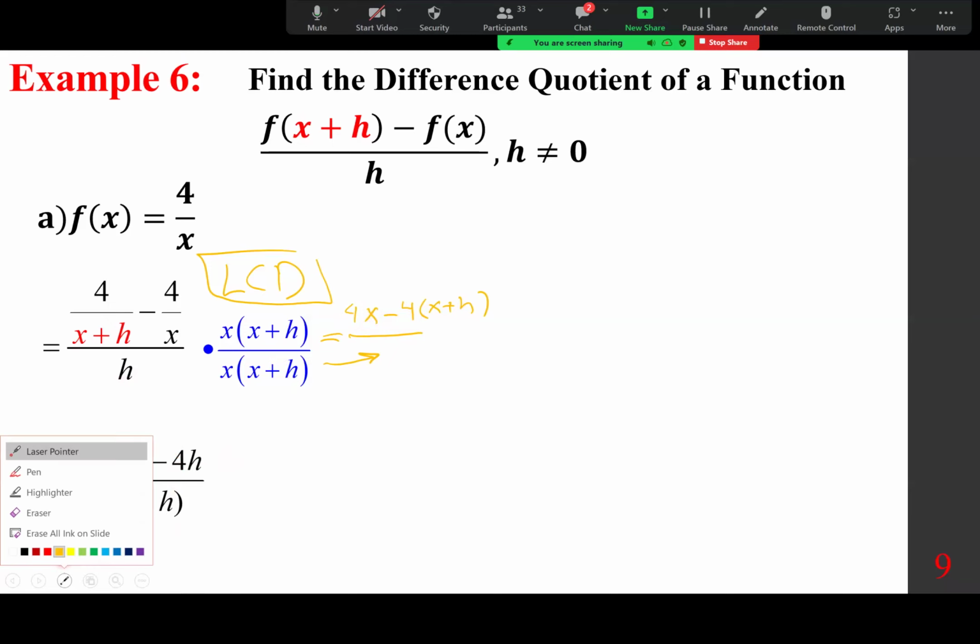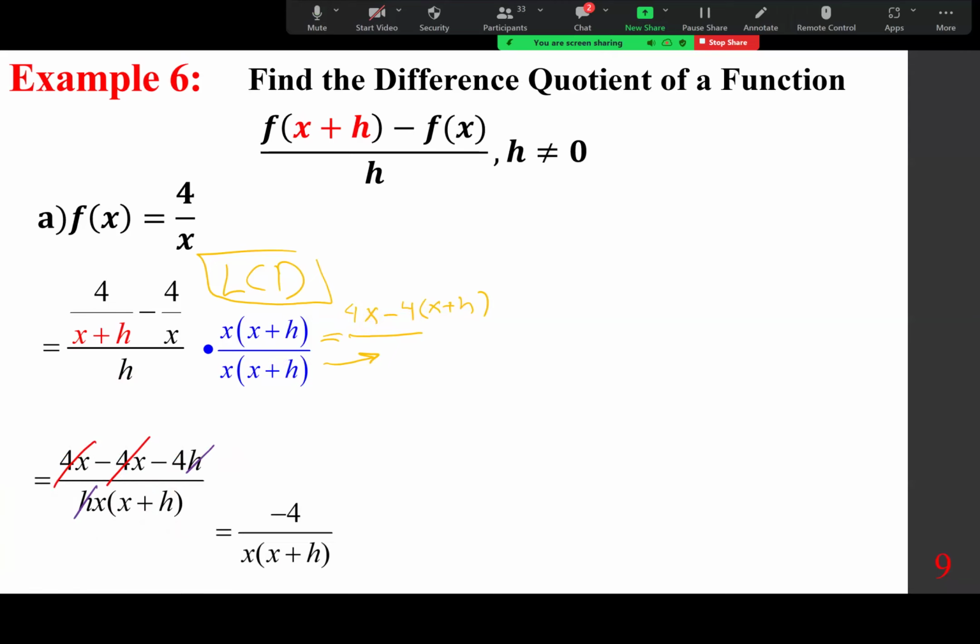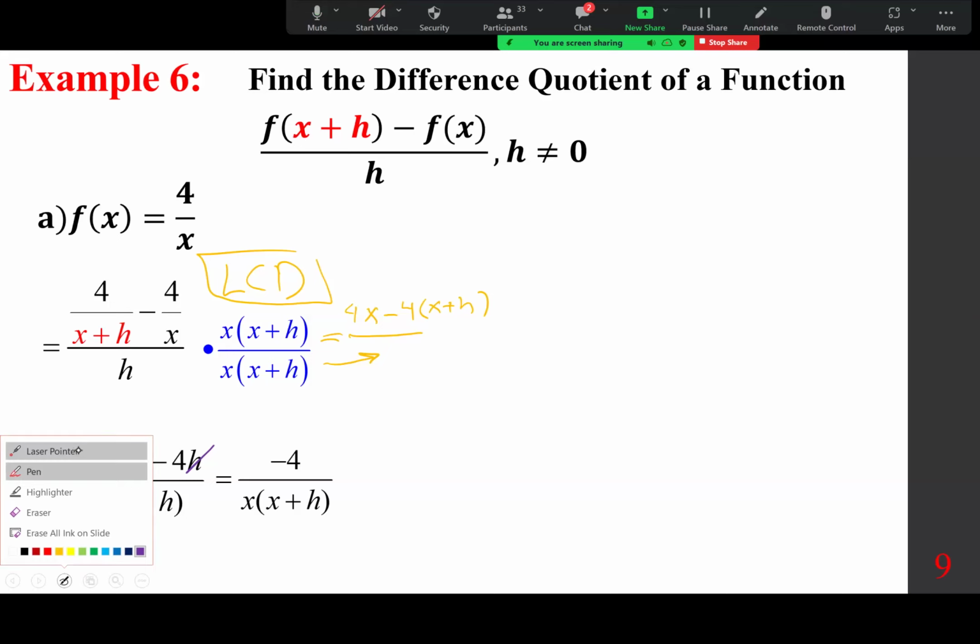Let's simplify. These two cancel each other. 4x and minus 4x. The numerator is minus 4h. You drop the h, you get minus 4 over x times x plus h. This is a very important technique that you need to know. LCD.